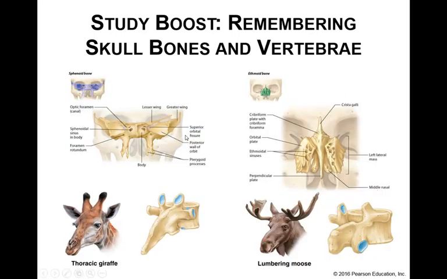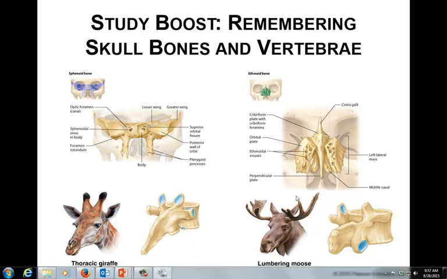So here's some of those analogies. Here's your sphenoid. It kind of, again, looks like a bat with wings. The thoracic vertebrae looks like a giraffe's head. And then your lumbering moose here, all right, would be your lumbar.